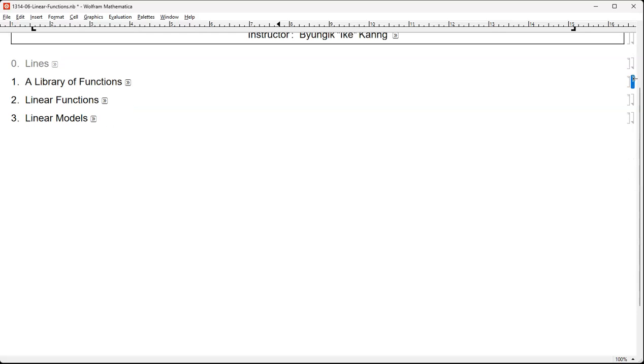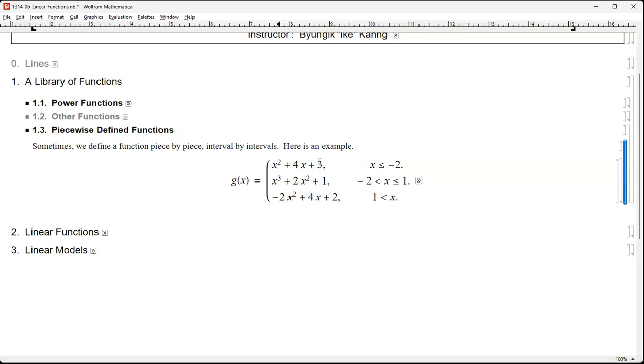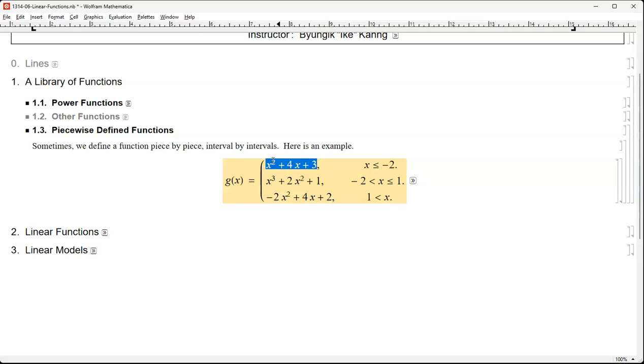Okay, nothing else here. Alright, let's go to the piecewise defined function. Sometimes we define a function piece by piece, interval by interval. Okay, and here we define g of x is x squared plus 4x plus 3 when x is less than or equal to -2, and x cubed plus 2x squared plus 1 when x is greater than -2 but less than or equal to 1, and then this expression -2x squared plus 4x plus 2 when x is greater than 1. Basically we are defining 3 different functions on 3 different intervals.